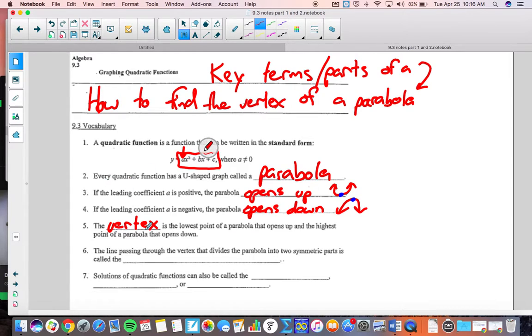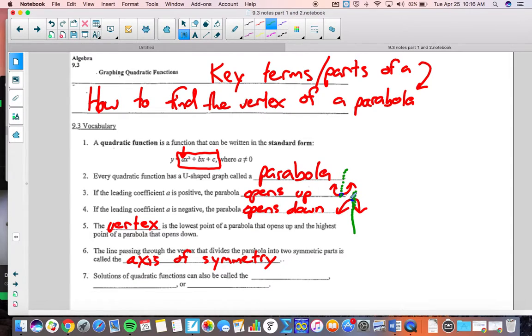The line passing through the vertex that divides the parabola into two symmetric parts is called the axis of symmetry. Now, Mr. P's parabolas that he made over there aren't the prettiest things, but you'll notice that if this were drawn accurately, this right part folds onto the left part, or vice versa, so there is symmetry there. It's kind of like a butterfly. Right down the center of the butterfly, the left wing folds onto the right wing, and it looks exactly the same. Same with parabolas, even downward, or parabolas that face down.